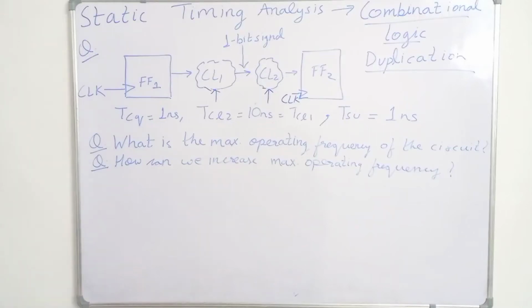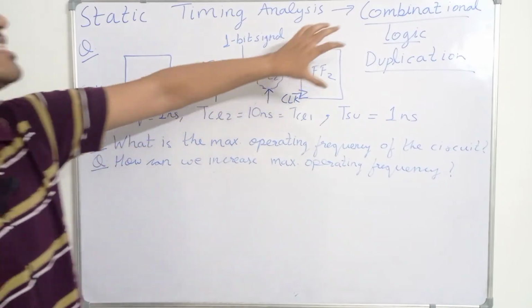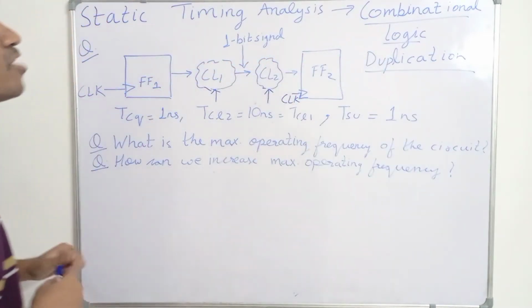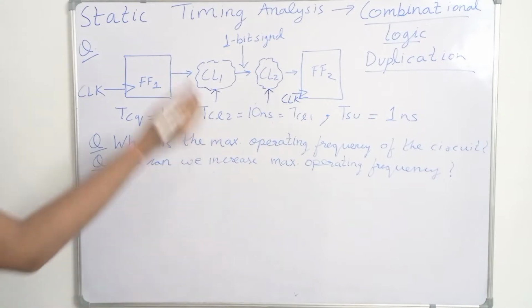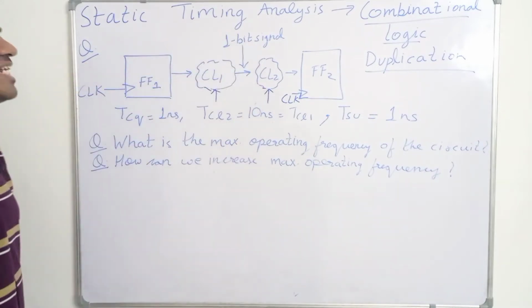So in this video we are discussing concepts of static timing analysis, and a very important concept of combinational logic duplication. This is a question given to us. We will see it with the help of an example. Let's assume that this is the critical path.